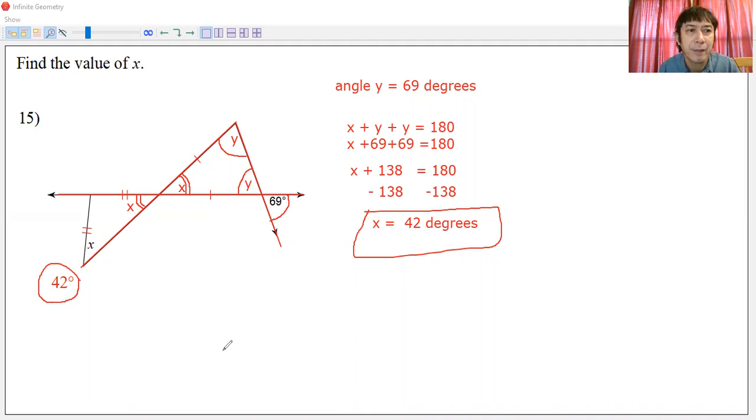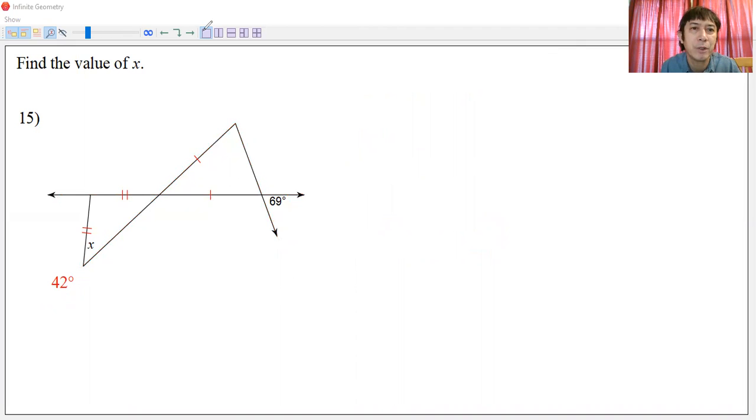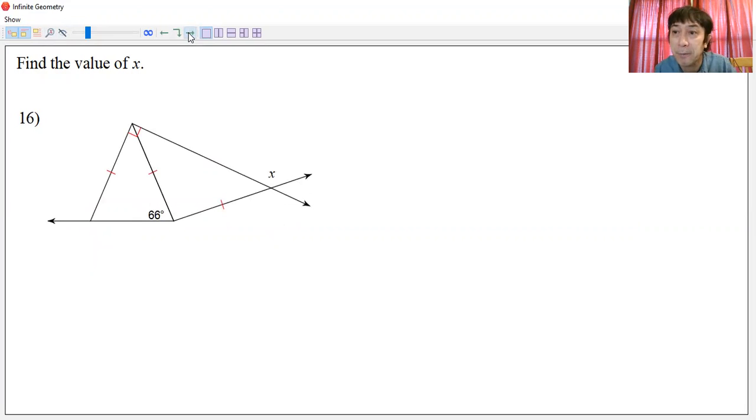Okay, let's consider number 16. Let's continue with number 16. Here's the number 16 diagram. Try to analyze your drawing and see how you can solve it, starting from the given, of course. So we have the marks first. Consider the markings here. You see this mark and you see this mark. That means we have an isosceles triangle over here.